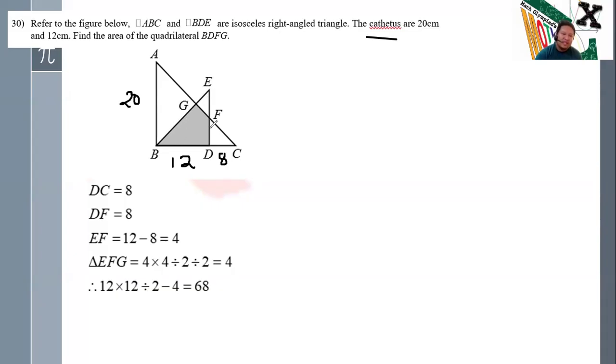To solve for that, basically what we will do is find the area of the triangle BDE minus the area of the triangle EFG. If this is 8, this will become 8 also, and this will become 4, right? So this triangle here is like half of a square having the diagonal of 4. To find its area, we can use the formula using the diagonal, because it's like a square.